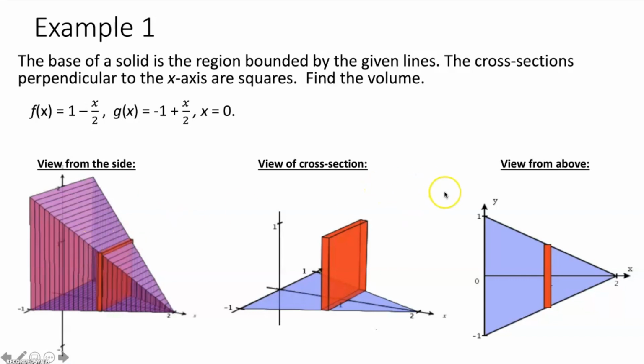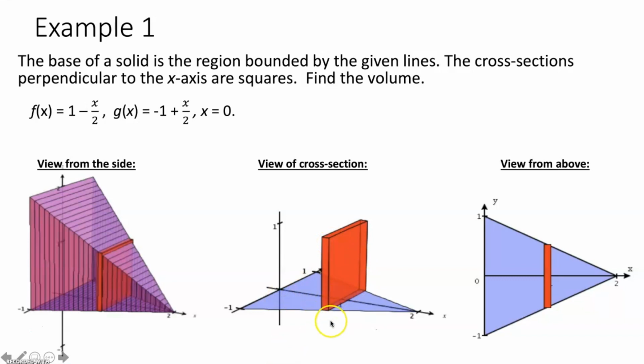Well, to determine that, we have to look at this little blue triangle over here. This blue triangle is the region bounded by the lines x is equal to 0, f of x is equal to 1 minus x over 2, and g of x is equal to -1 plus x over 2. Now what happens is in this figure right here, we're going to create little tiny square prisms that are perpendicular to the x-axis that pop up from that blue region on the x and the y-axes.